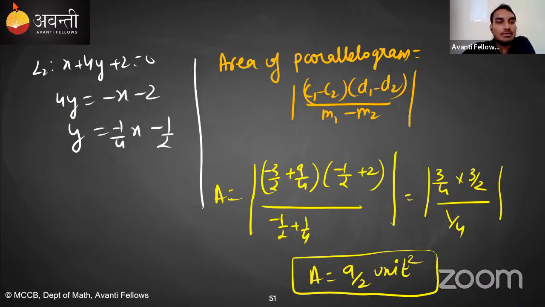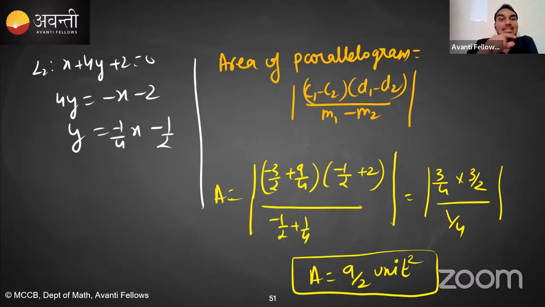How many of you understand this question? Quickly let me know in the chat box. Is there any doubt? So whenever you are finding the area of a parallelogram, first convert the lines in the form of y is equal to mx plus c. And then after converting, you can easily see what is the slope m1, what is m2, what is c1, c2, d1, d2, and then just substitute the values and get the answer. Okay. Any doubt, students, so far? Clear?